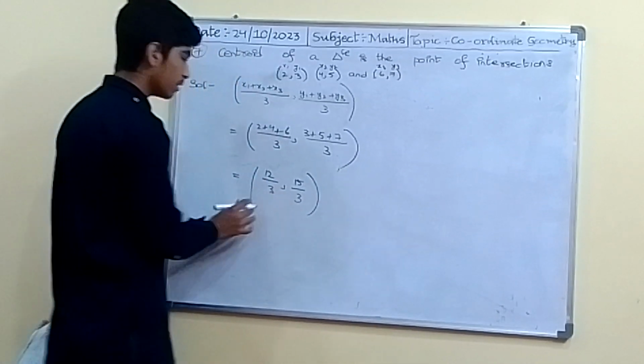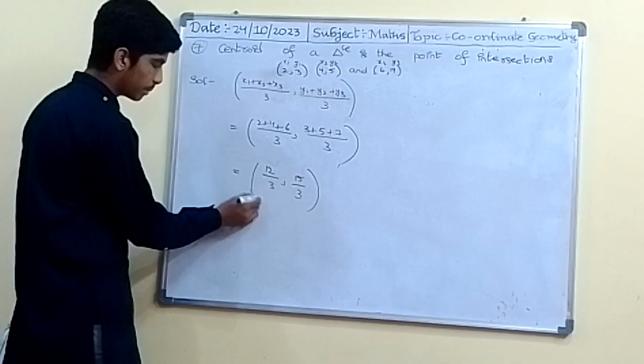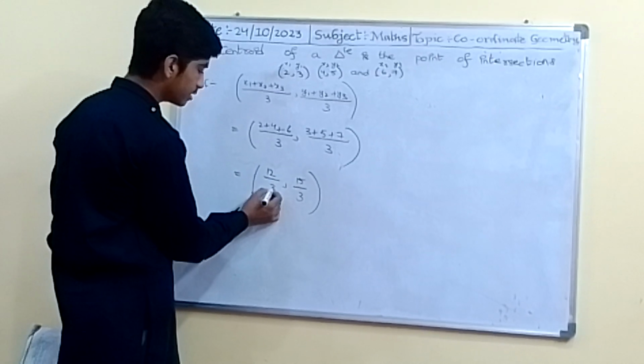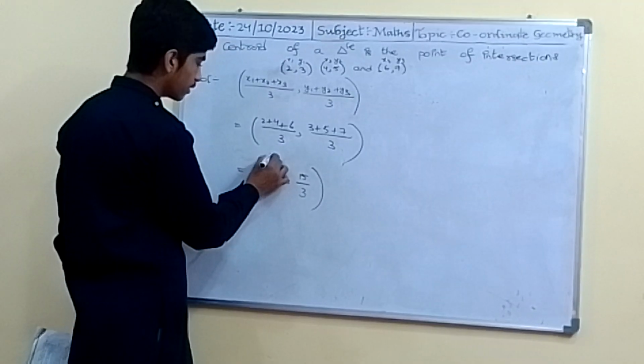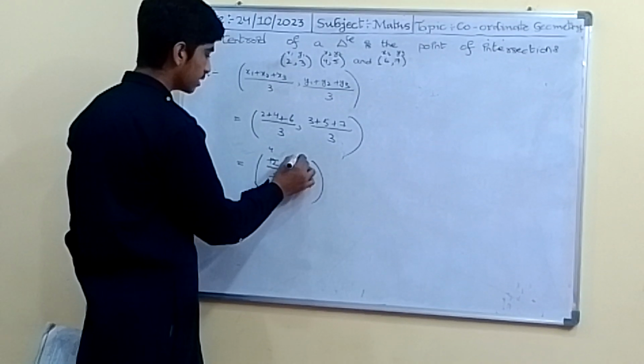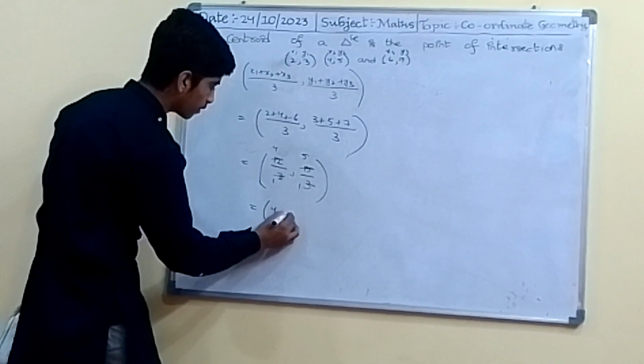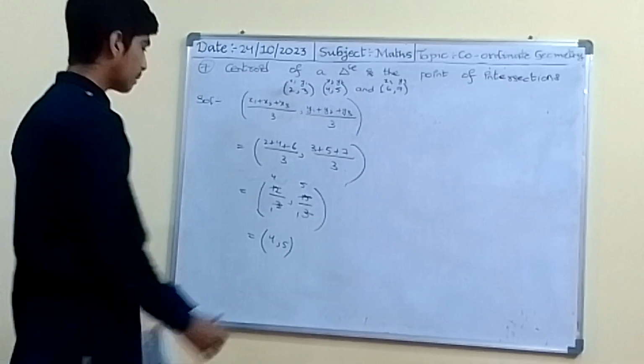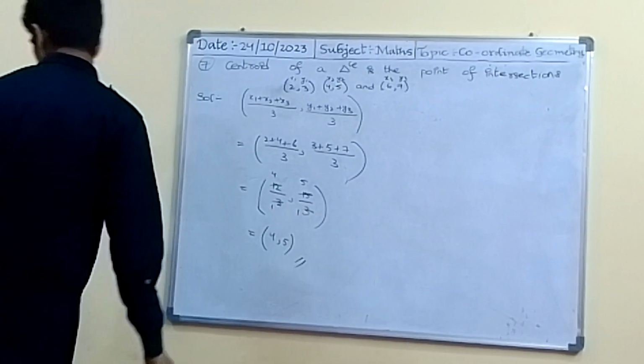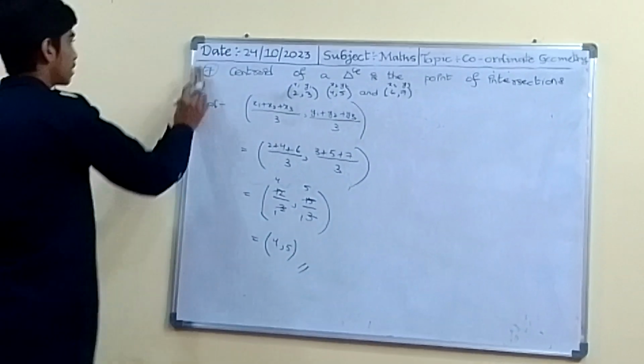Here we should not cancel the denominator, because it will cancel by its own table. 3 ones are 3, 3 fours are 12, 3 fives are 15. So the centroid of the triangle for the given question is 4, 5. This is the answer. Now the next problem is Heron's formula.